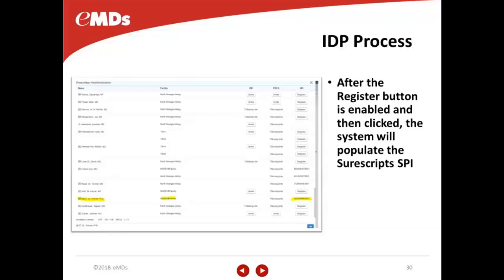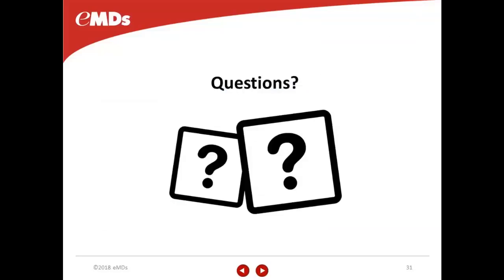Sometimes there are connectivity issues. I've only seen that fail message once. Every other time it's worked really smoothly and it populates very quickly. But if for any reason you do get a failure, it will tell you why and give you the ability to try again until you get that SPI generated. So that is a lot of the main process for the new IDP for e-prescribing after the 11.2 update.